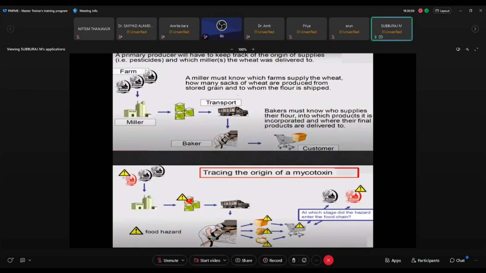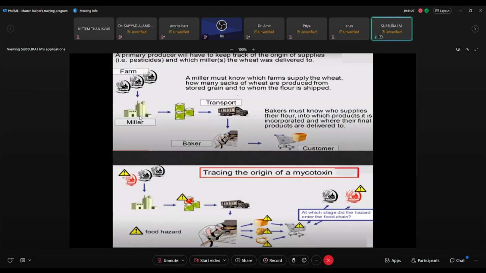You see the farm, we have to start the recall procedure from the farm. At the farm we harvest the materials and give them to the miller. The miller has to put the batch number for this grain. So after milling, the batch number goes directly into storage. We know which batch number it is. Then it goes for transportation, and we know the bakers will bake with it. Then it goes to the consumer.